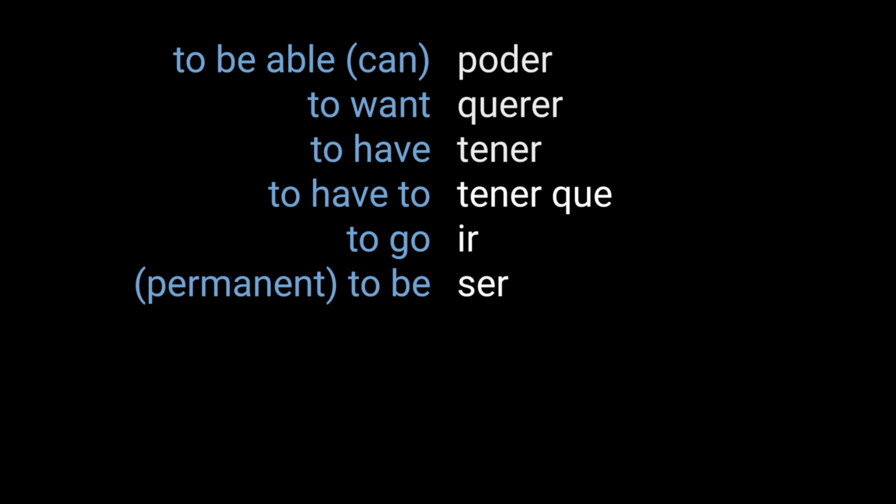Now in Spanish, we have 2 versions of to be. One of them is for more general, permanent things like how tall you are, for example. And one of them is for temporary things like where you are right now or how you currently feel. And that word is estar.